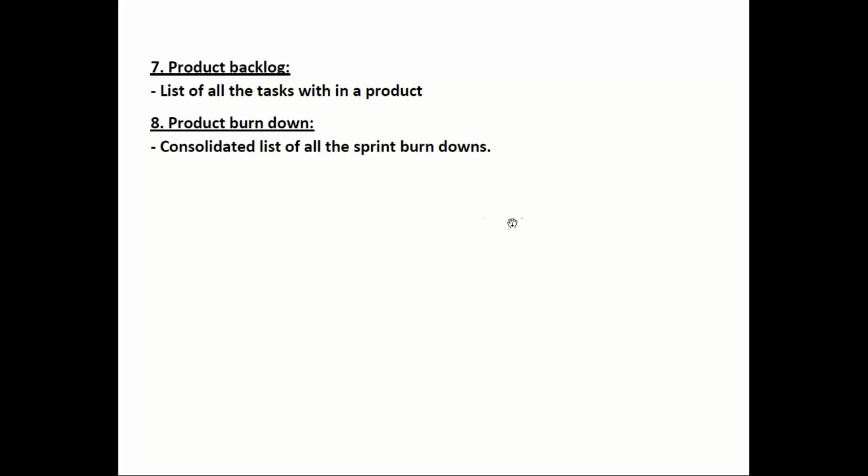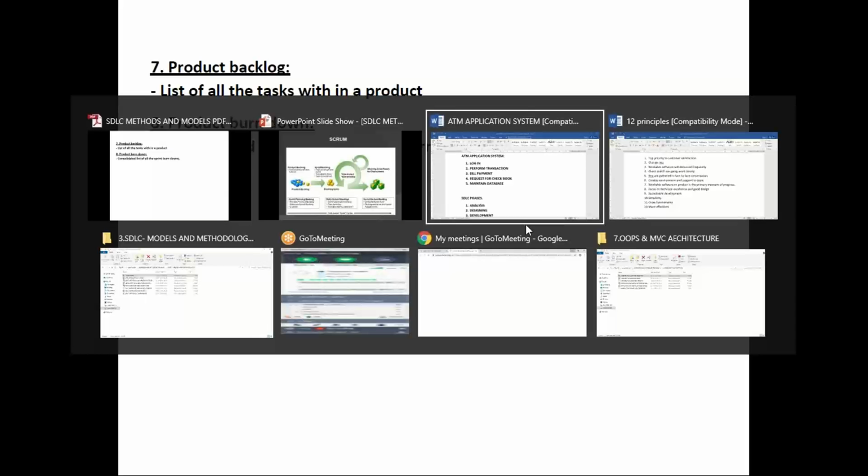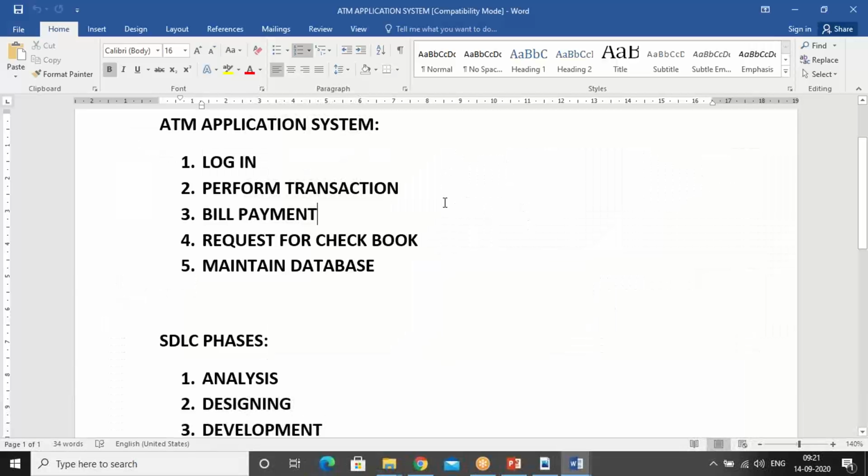Okay. So let me explain how we can do a project in a Scrum process. Now, assume that an ATM application system is our project. To do this project in Scrum, we are going to follow the same process. We are going to divide the project into parts. Login will become one part, and I am dividing the project into 5 parts. Now, I will name each part as a sprint. So here we are going to call each part a sprint.